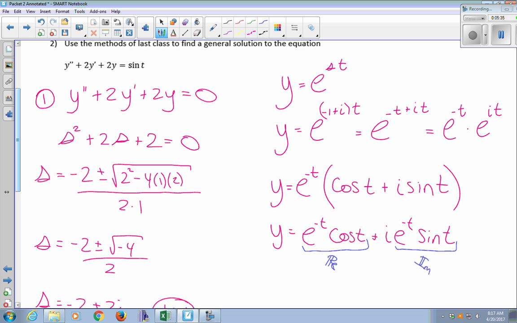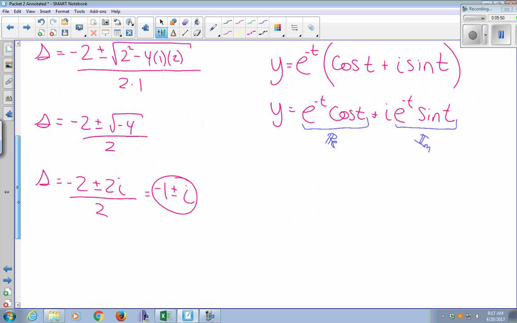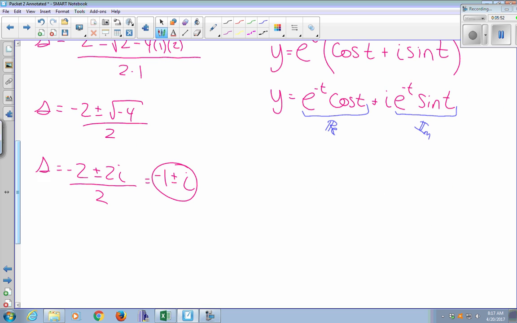If you plug y double prime in and y prime and y and add them together, you'll get 0. So will the imaginary part. Again, it takes a little work to take two derivatives because that's a product rule, but you could do it and plug it in and see that it's also a solution. So we actually have two particular solutions here. We could call this y1 and this y2, two particular solutions to the homogeneous. We're only working on the homogeneous part right now.